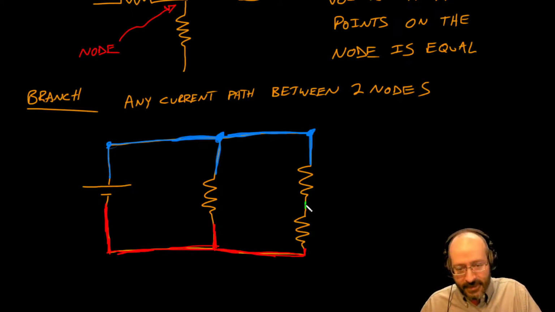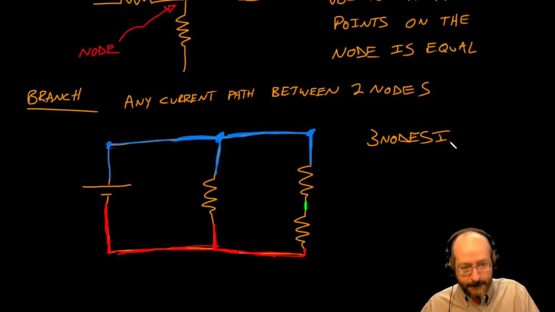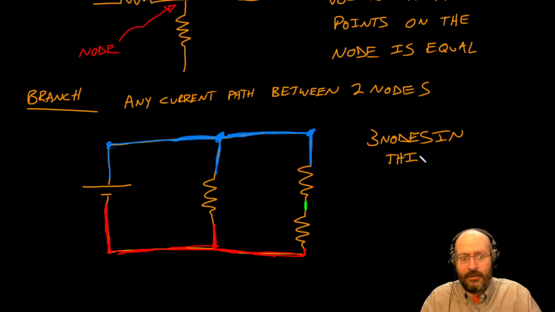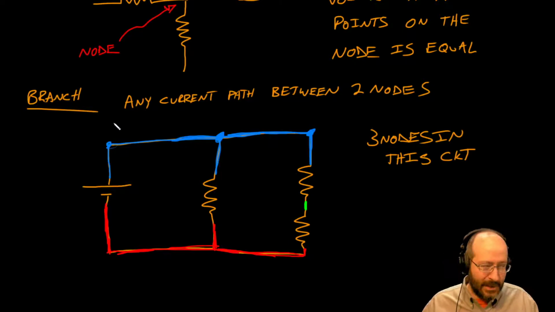There's another node right in here. Okay, so there's 3 nodes in this particular problem. 3 nodes in this circuit. We'll do more complicated ones, but you have to be able to identify the nodes before you can analyze the circuit. Okay, so it's a good exercise, but what we really want to talk about is branches.